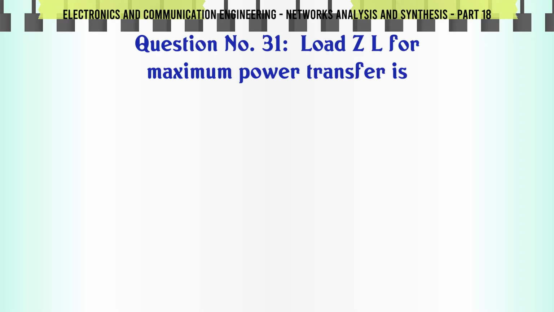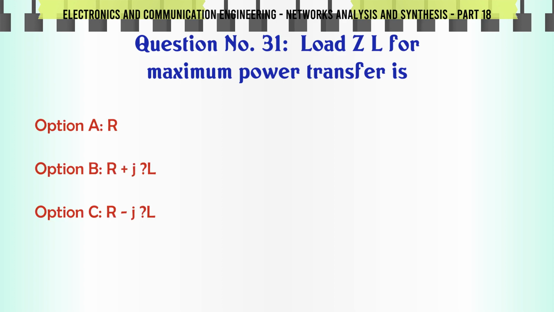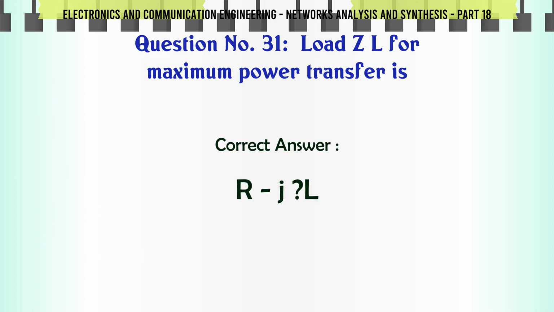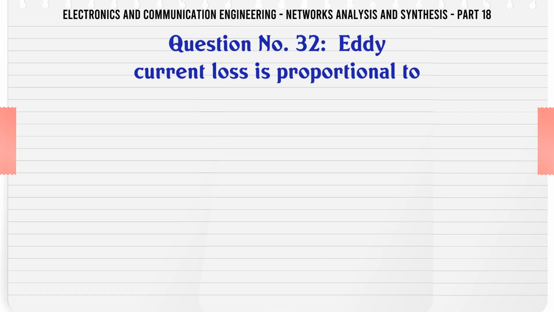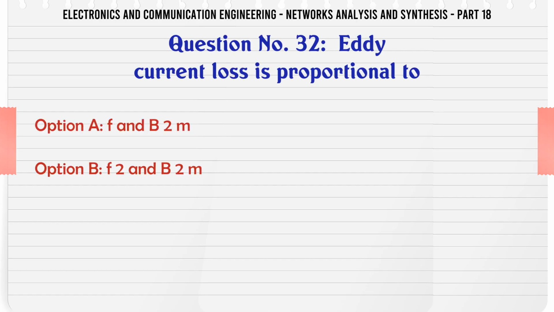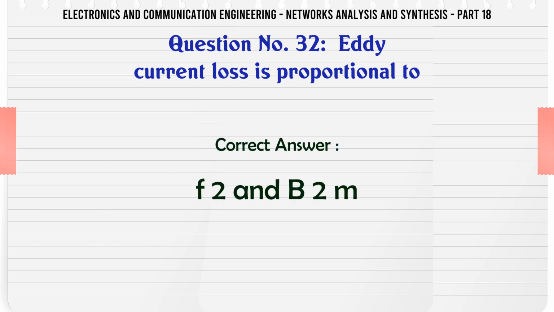Load ZL for maximum power transfer is A, R; B, R + jL; C, R - jL; D, none. The correct answer is R - jL. Eddy current loss is proportional to A, f and B²m; B, f² and B²m; C, f² and Bm; D, f and Bm. The correct answer is f² and B²m.